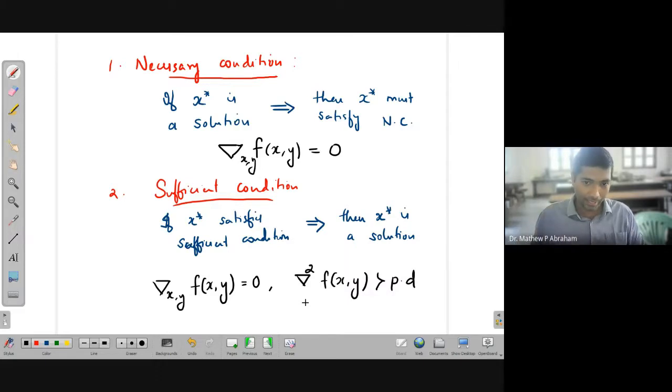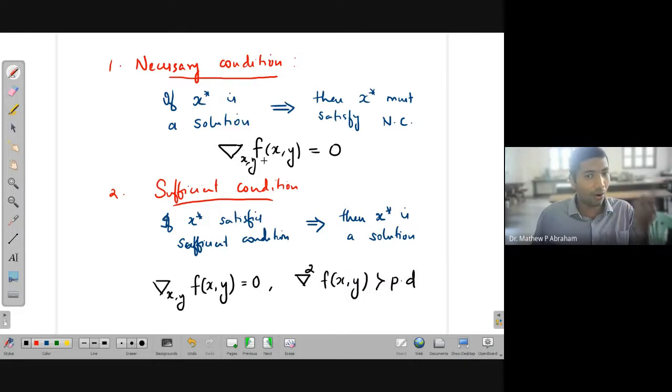So in general, we need the Hessian to be positive definite, and at the same time, the gradient to be 0. Okay, so this is the necessary condition and the sufficient condition for an unconstrained optimization problem. Now I'll add one more point to this.